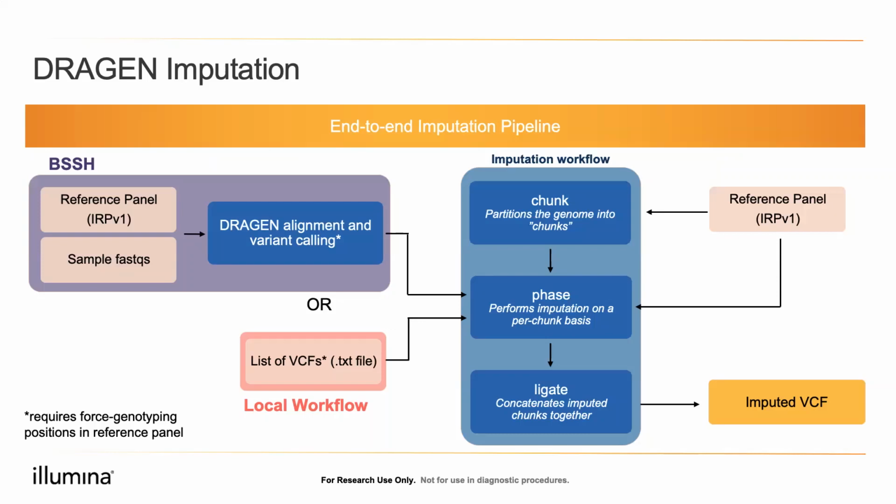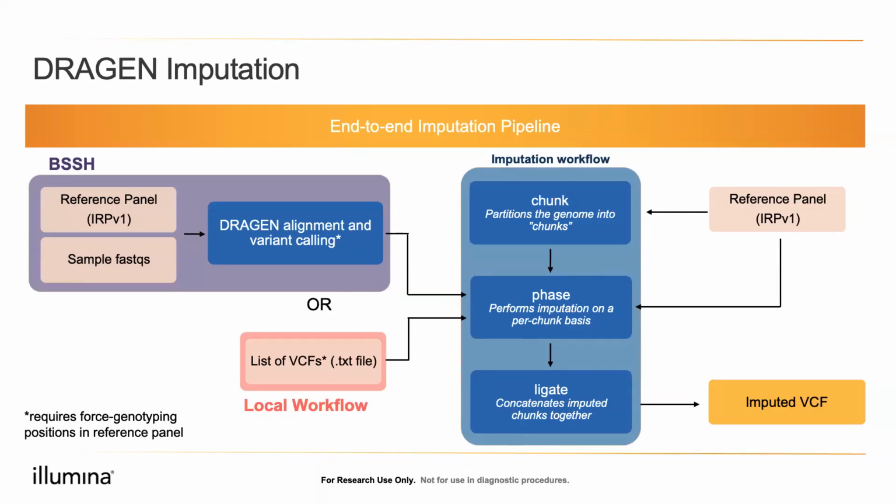The imputation workflow then consists of 3 steps. There's a chunk step that partitions the genome into chunks, a phasing step that performs imputation on a per chunk basis, and a ligate step that concatenates the imputed chunks together. DRAGEN performs all of these as one integrated step. There's a trade-off with the chunk size: the larger the chunk size, the greater the accuracy you'll get, but also the longer it will take to run. So we've done some work to optimize what we think leads to the best balance between accuracy and runtime, and that's provided by default as part of the imputation pipeline.